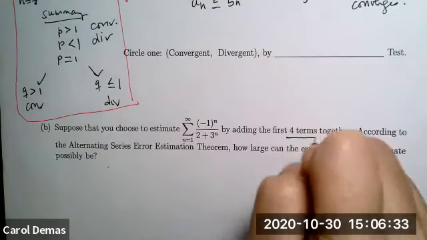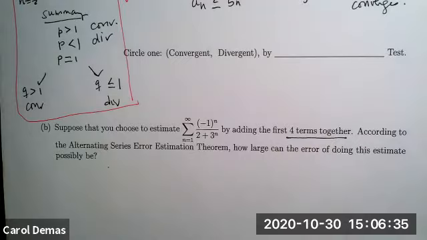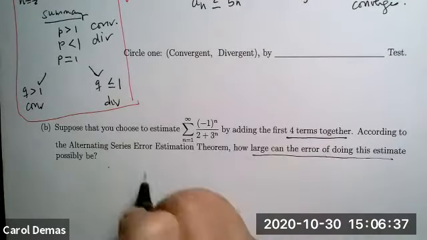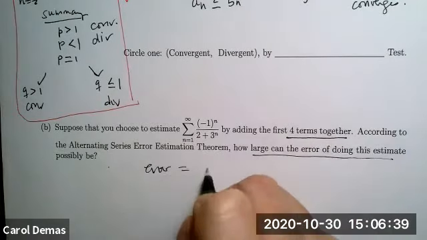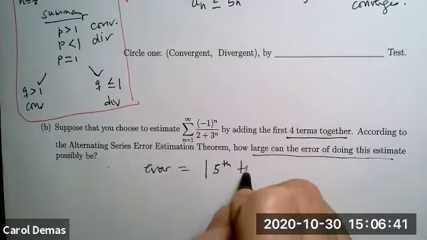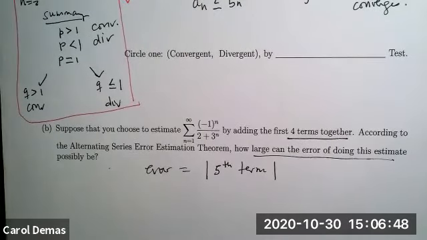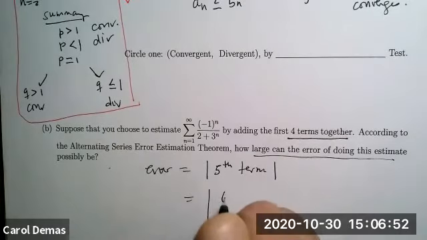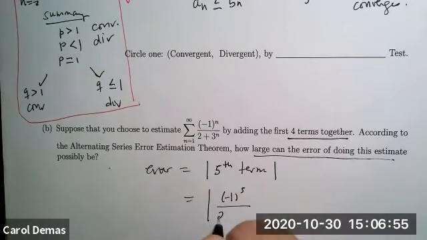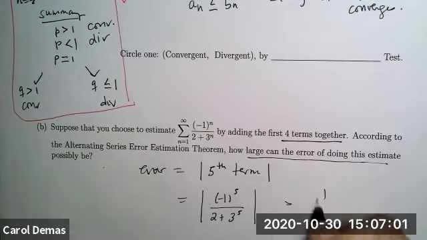If we only use the first 4 terms, the error bound is going to be the absolute value of the 5th term. And what is the 5th term? It's going to be the absolute value of (-1)^5 over 2 plus 3^5, which is 1 over 2 plus 3^5.